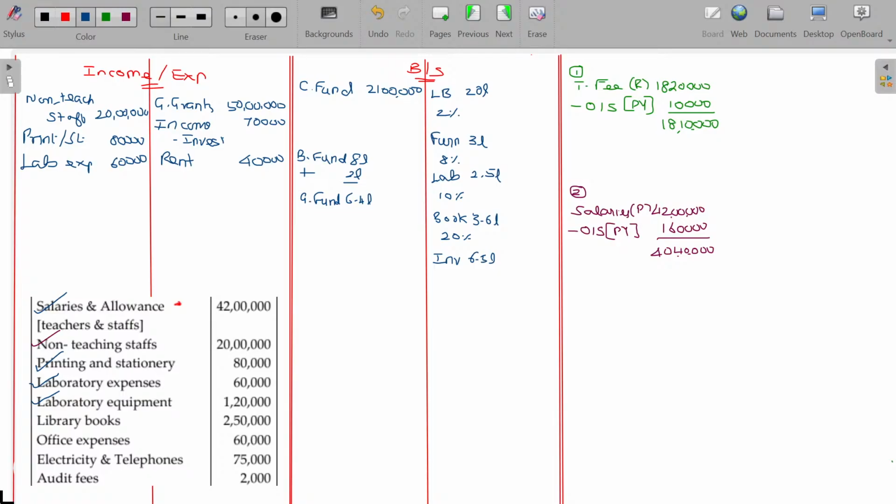Laboratory equipment is an asset. Already we have lab equipment of 2.5 lakhs. With that I have to add 1.2 lakhs, the new lab equipment purchased. Library books 2.5 lakhs. Already we have library books, how much? 3.6 lakhs. With that another 2.5 lakhs worth of library books were purchased. Is that okay?